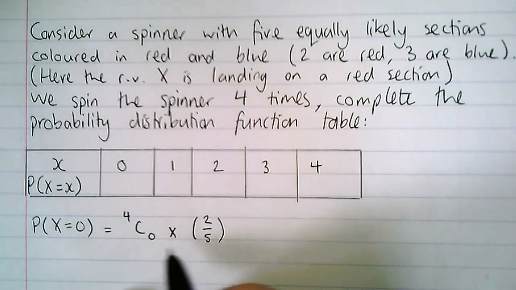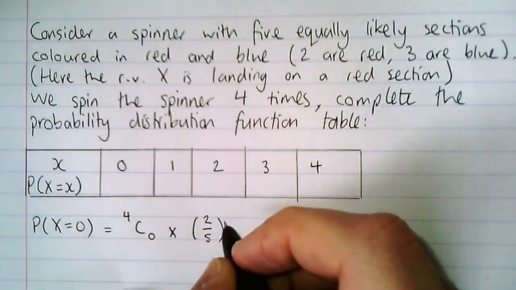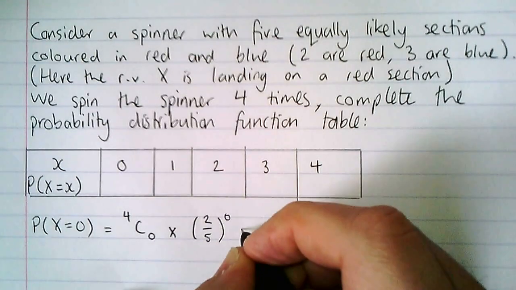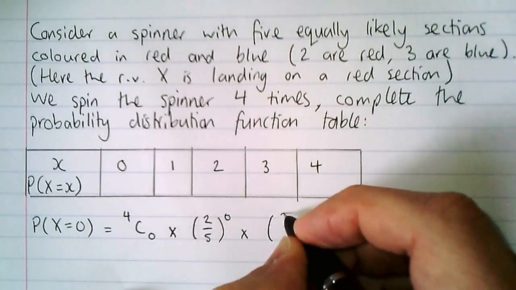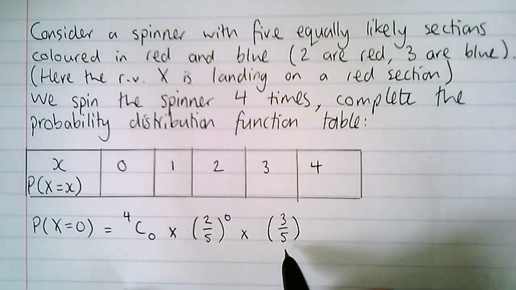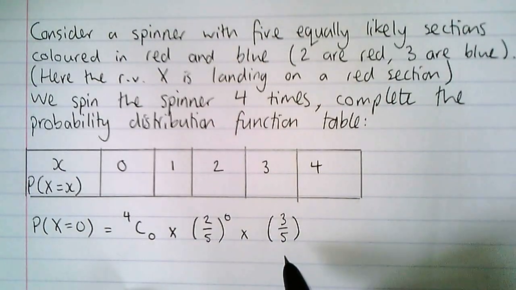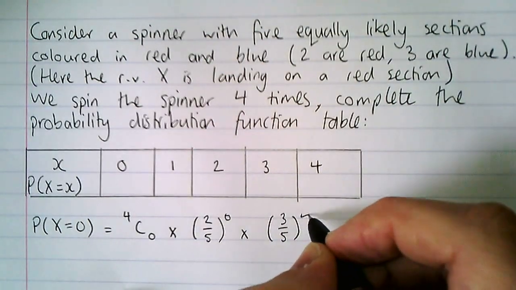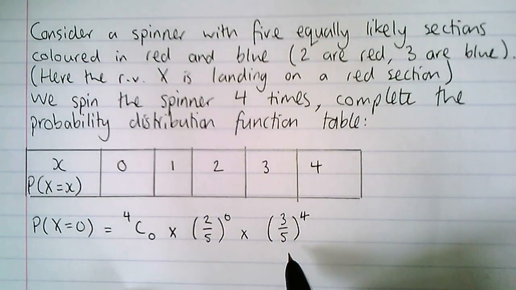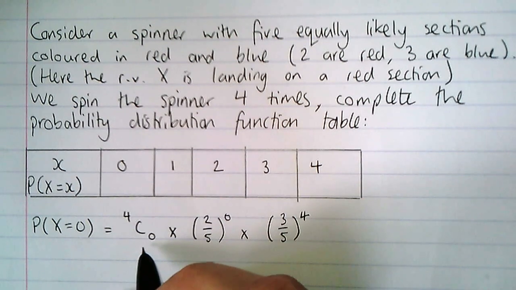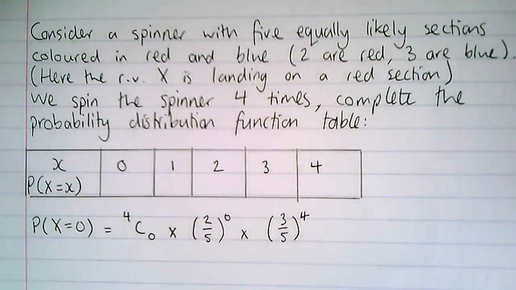So 4 choose 0 times by 2/5 to the power of 0. I don't want to get any reds. Multiplied by 3/5. So this here is the probability of not getting a red. In this case, that means getting a blue. So probability of getting a red, I want none of them. Probability of not getting a red, I want 4 of them. So I want 4 outcomes that are not red, 0 outcomes that are red, and then I've got my number of combinations, so 4 choose 0. And then we can work that out. Try my calculator.